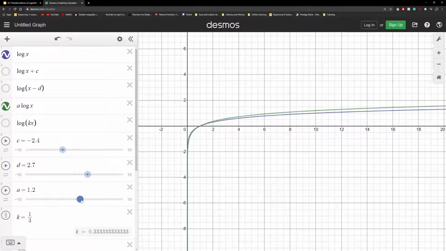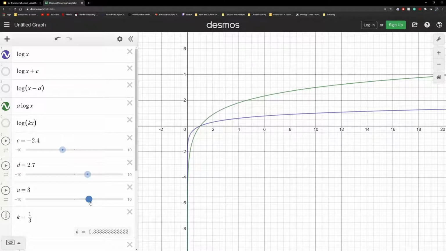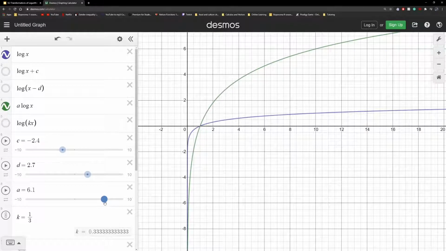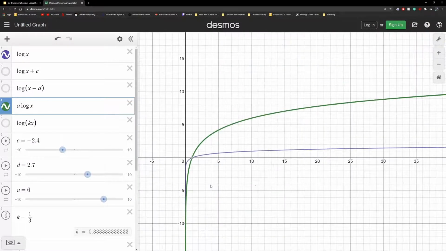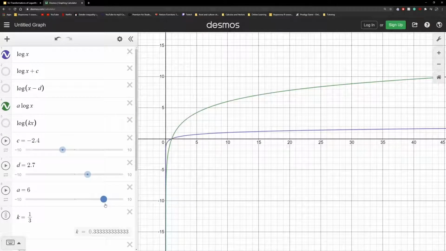However, if we change a to be positive and greater than 1, the function is now vertically stretched. So for example, if we made this 6, before we had (1, 0). So 0 times 6 is still 0. But we had (10, 1). So now that 1 was multiplied by 6, so we should have a point of (10, 6), which is correct. Then at 0.1 we had -1. So now at 0.1 we should have -6, and we do have that. So with that information, we know how to apply our a factor now.